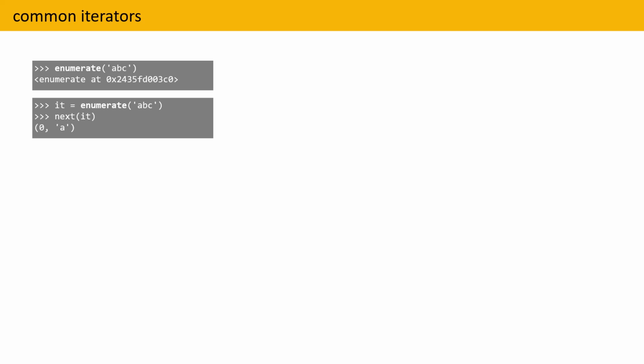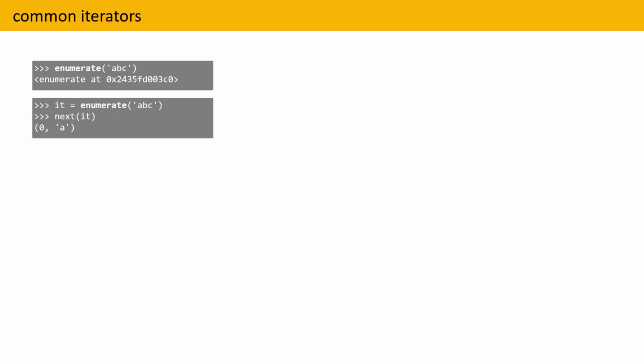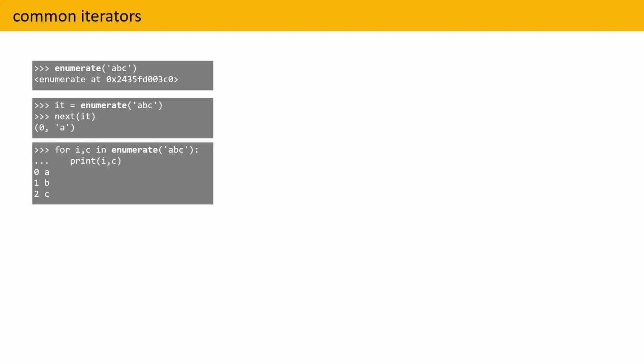We can assign the iterator to a variable and call next on it to get the first character of the string and its index. But typically, we would call enumerate in a loop, which internally calls next on the iterator until the stop iteration exception is raised.